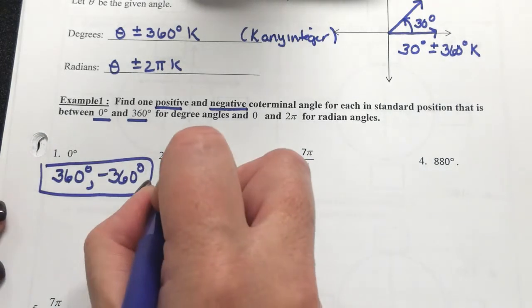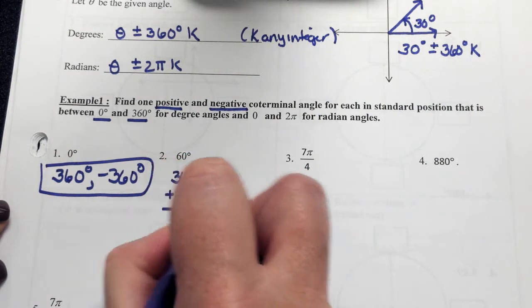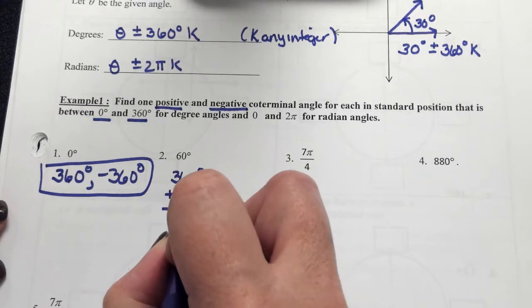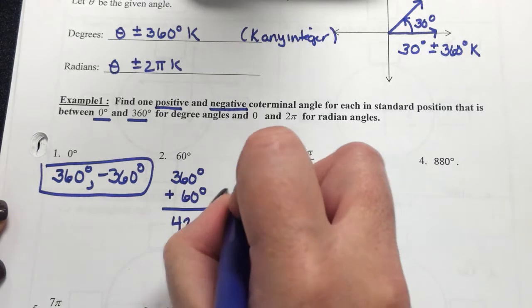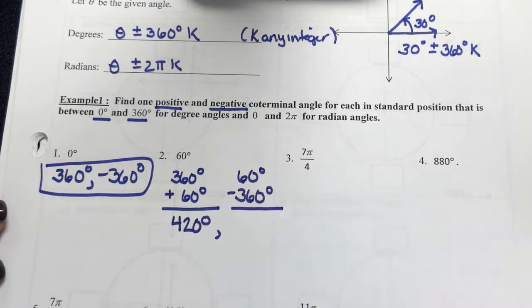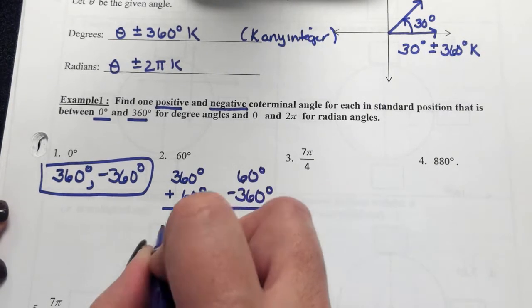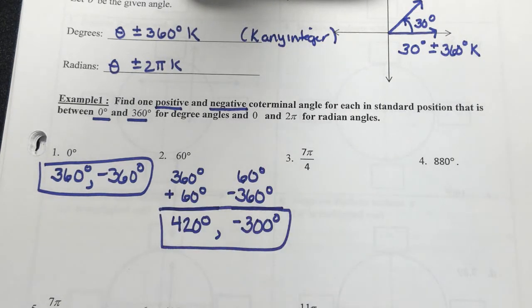So to find your positive, all I'm going to do for 60 degrees is take 360 and add 60 degrees to it. What's 360 plus 60? It's going to be 420. To find my negative, I'm going to take 60 degrees and I'm going to subtract 360 from it. It's going to be negative what? 300. So there's your positive and negative. So any questions on how you find your positive or negative coterminal angles?